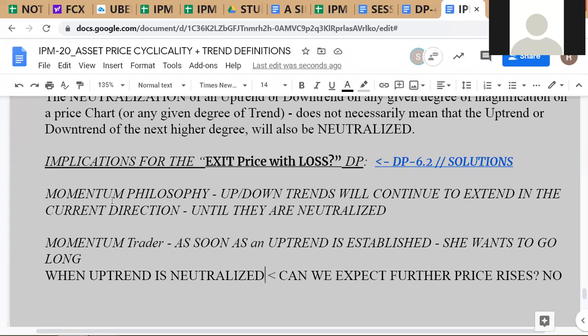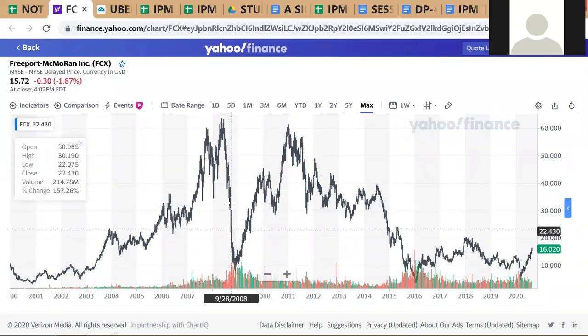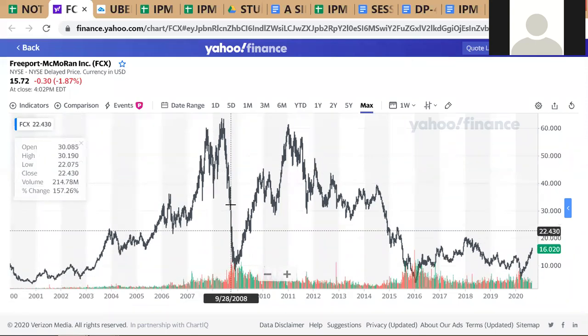So therefore, according to the momentum philosophy, the uptrend and downtrend will continue to extend in the same direction until they are neutralized. Or let's put it this way: unless and until they are neutralized. Okay. So now, obviously, when something has been neutralized, you can no longer expect, as a momentum trader, the trend to continue in the same direction, because the trend has been neutralized. This may sound a little abstract, but try to understand the basic implication here: once this uptrend, higher low, higher low, higher low, once the maintenance condition is broken, the uptrend is no longer continuing. Okay, so therefore.